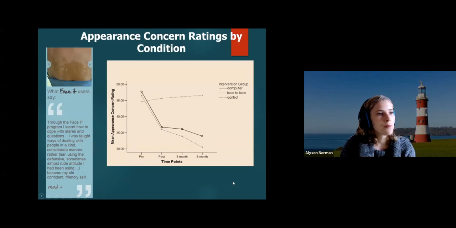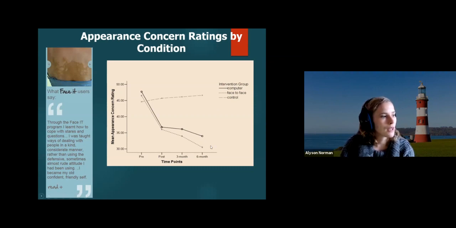And we see a very similar effect for the Derriford Appearance Scale, the measure of appearance concern. Again, we have a nice flat line for our control group, and we have a significant reduction in appearance concerns for both our FaceIT group and our face-to-face delivery over the course of intervention and then into follow-up. And again, we see that increasing reduction, suggesting that people are continuing to use the skills provided to them.